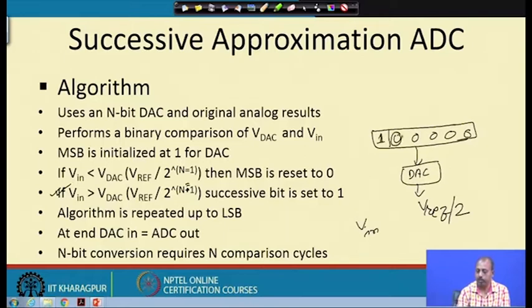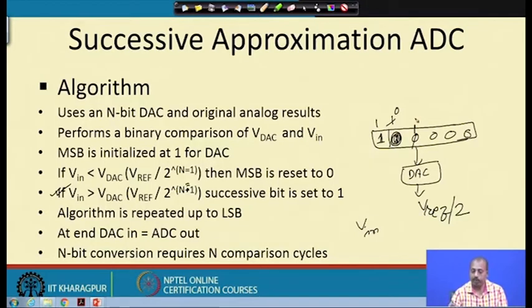Now, I have to try to set the next bit. Okay. So, that is what is done. If V in is greater than VDAC, then the successive bit is set to 1. So, this bit I try with setting equal to 1. Now, with these two bits being 1, the VDAC value will be even higher, and then again the comparison is done. If now it happens that V in is less, in that case this will be reset to 0 and then the next bit will be turned to 1. So, it will go like this.